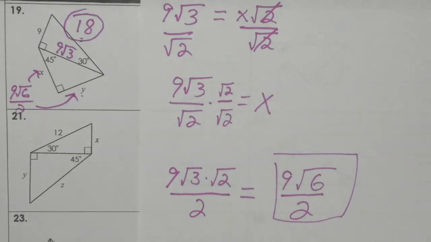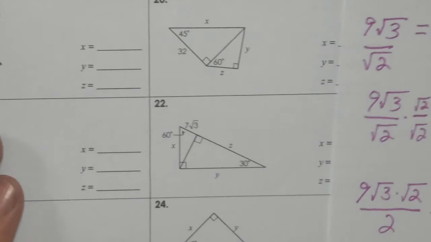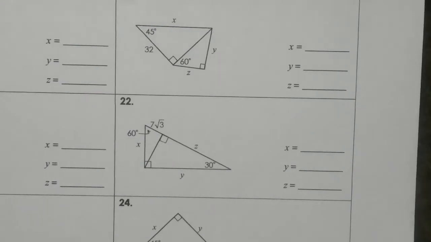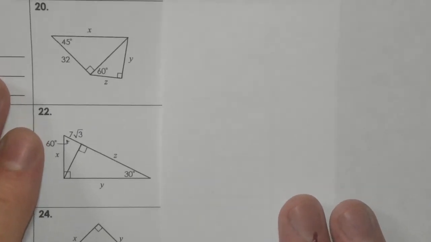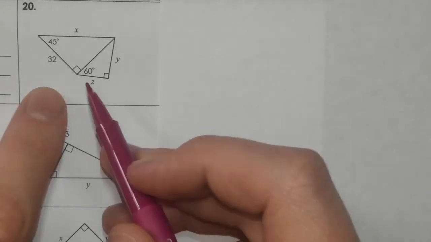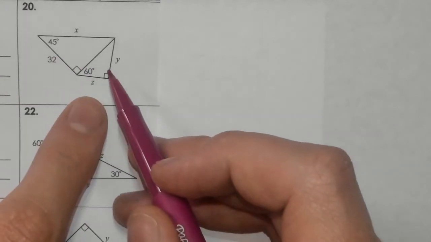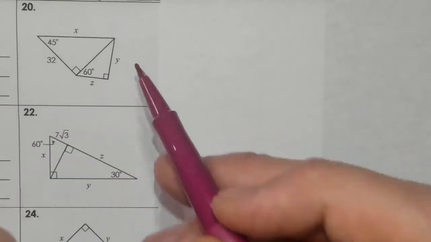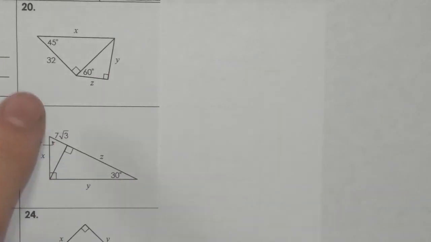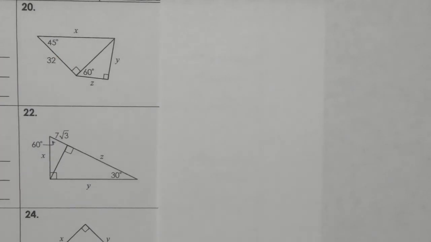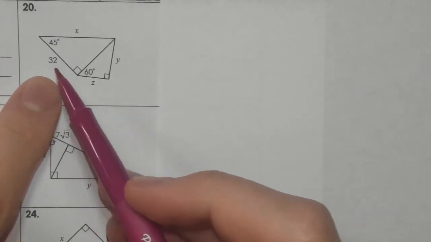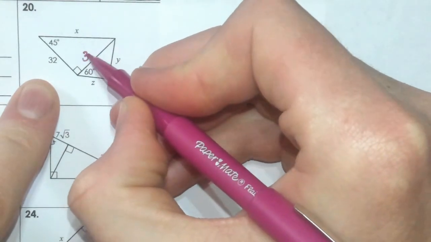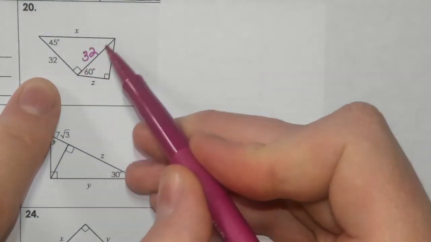Okay, so let's move on. Let's take a look at number 20. On this one, we're given information about the 45, 45, 90. We were given no information about the size of the leg of the 30, 60, 90, so that's an indicator that here I want to start with the 45, 45, 90. One of the legs is 32. Well, we know that the legs are the same in a 45, 45, 90, so this leg is also 32.